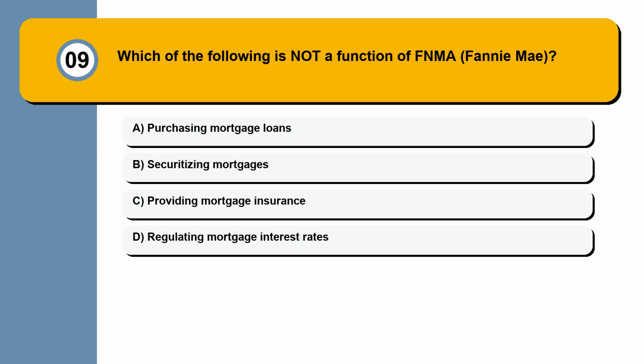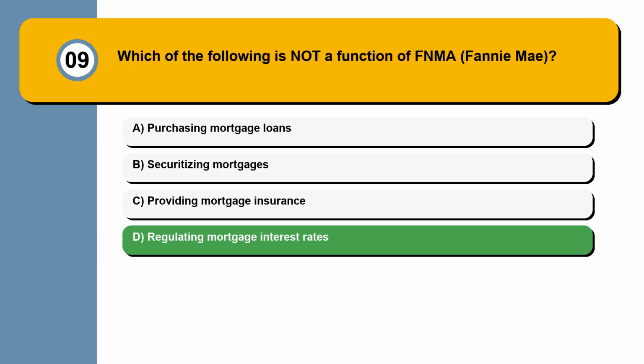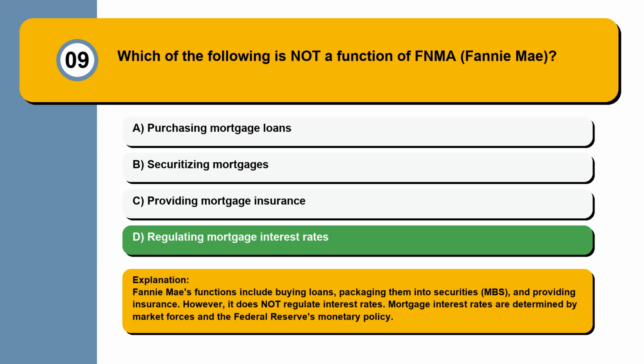Question 9. Which of the following is not a function of FNMA, Fannie Mae? Purchasing mortgage loans, securitizing mortgages, providing mortgage insurance, regulating mortgage interest rates. Fannie Mae's functions include buying loans, packaging them into securities, MBS, and providing insurance. However, it does not regulate interest rates. Mortgage interest rates are determined by market forces and the Federal Reserve's monetary policy.